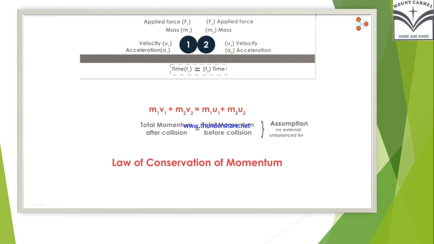अब इसमें एक assumption ये जरूरी आपको नोट करना है कि there is no external unbalanced force. मतलब ये दोनों आपस में टकरा रहे हैं, इसके अलावा कोई भी एक्सटर्नल अनबैलेंस फोर्स नहीं है यहाँ पर. तो ऐसे केस में what is the law of conservation of momentum? The law of conservation of momentum states that the total momentum after collision is equal to the total momentum before collision, assuming that no external unbalanced force acts on the system or on the bodies.